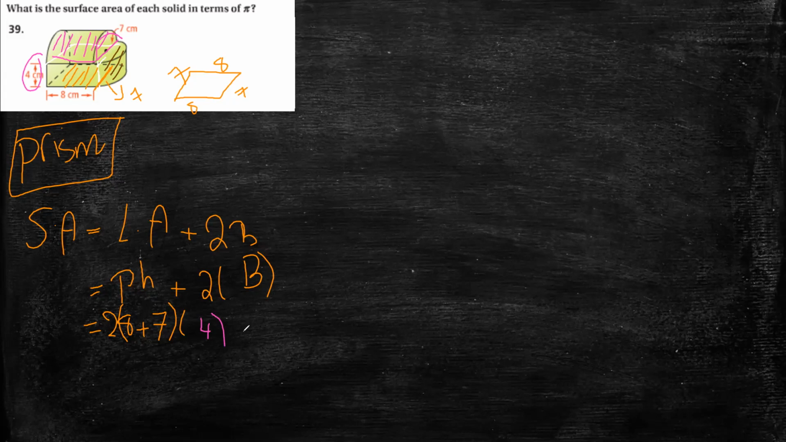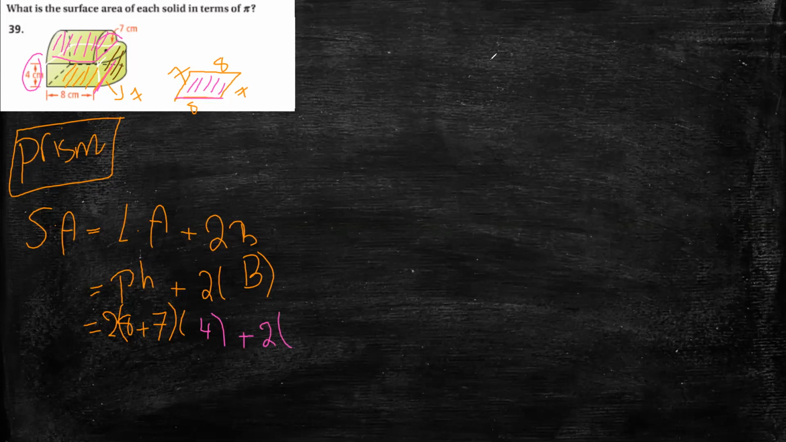No, look at the base here. This is the base, down. So here is 8 and here is 7. This 4 is the height of the shape. In the perimeter, we will add only the base. This is the perimeter of the base. The base here is a rectangle, so I will now find the perimeter of it, then plus 2 times the area of the base.